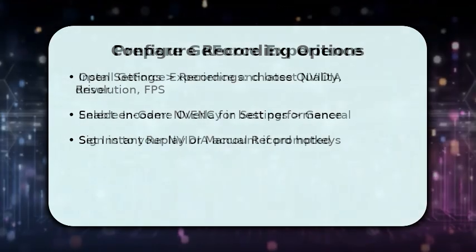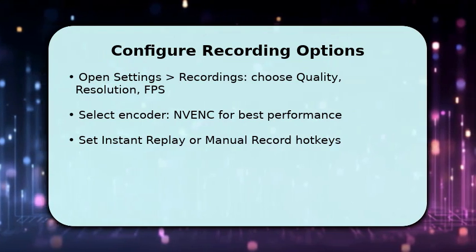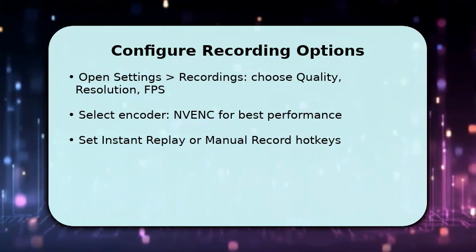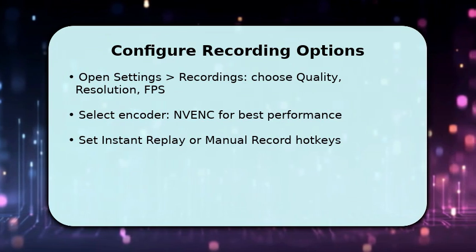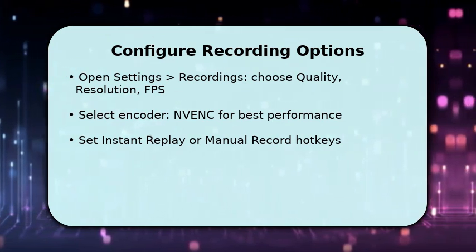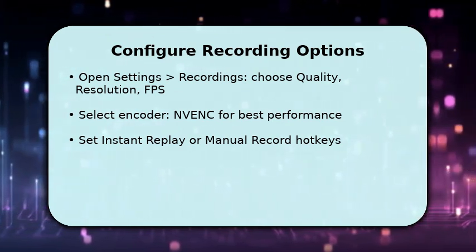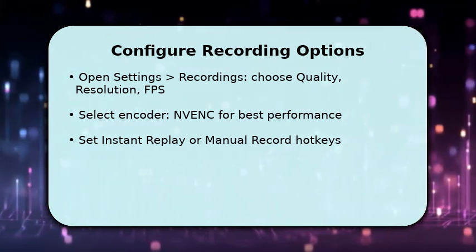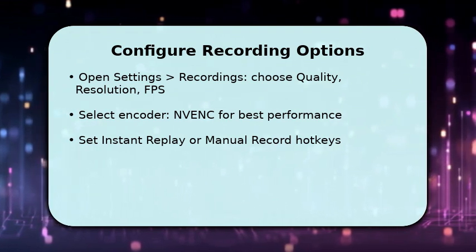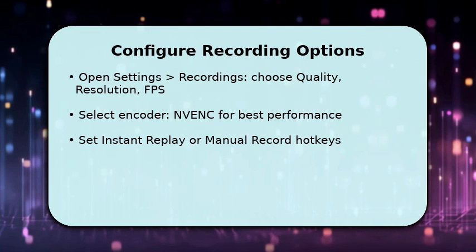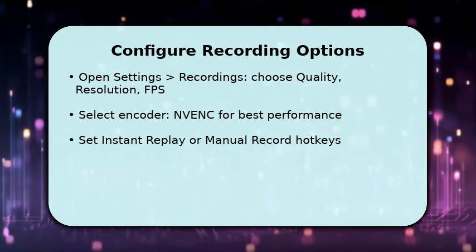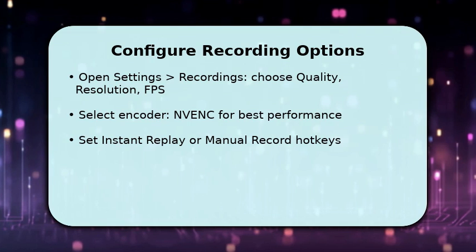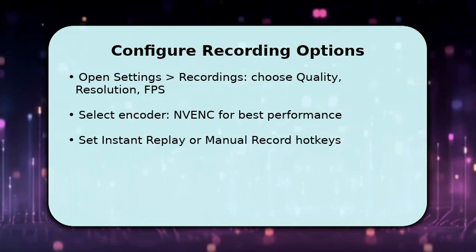You now fine-tune how recordings behave. Open the overlay and go to Settings, then Recordings to pick Quality, Resolution, and FPS, because those choices balance file size versus visual fidelity. Choose NVENC as the encoder to offload work from the CPU and keep performance smooth. Next, assign hotkeys for manual record and instant replay so you can capture moments without menu delays.